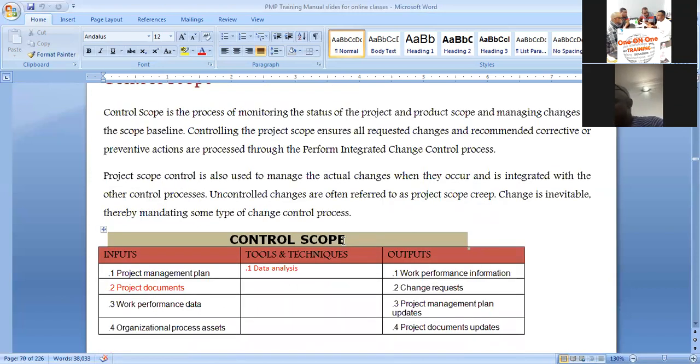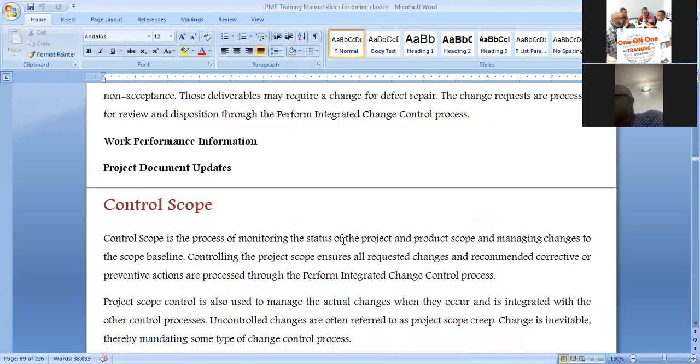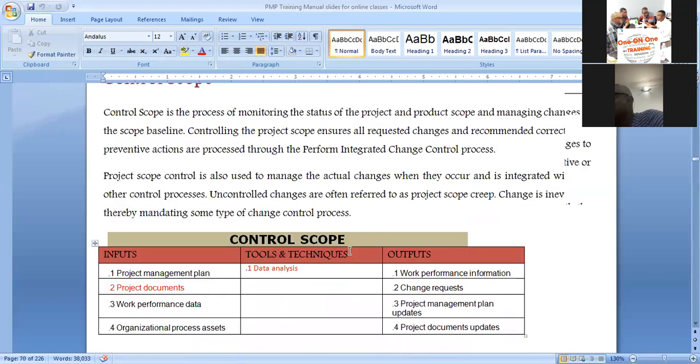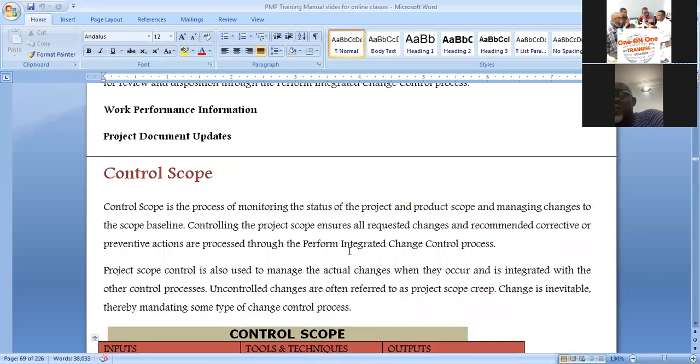So having done that, we will come up with the work performance information. And if the work performance information is saying we are behind, we look for a way. The work performance is not in the validate scope stage, it is in the control scope. As they are working, you are looking at what they are doing. What they are doing is the work performance data. Explaining it, writing it in an understandable manner becomes the work performance information.